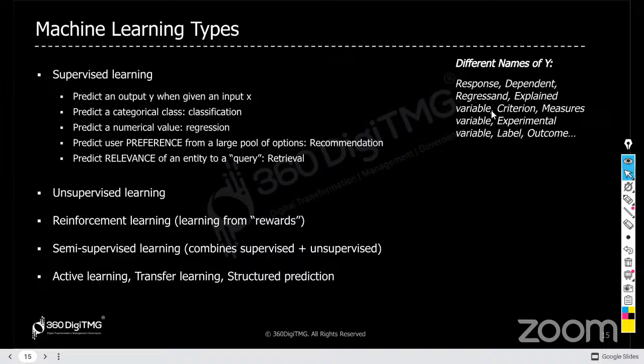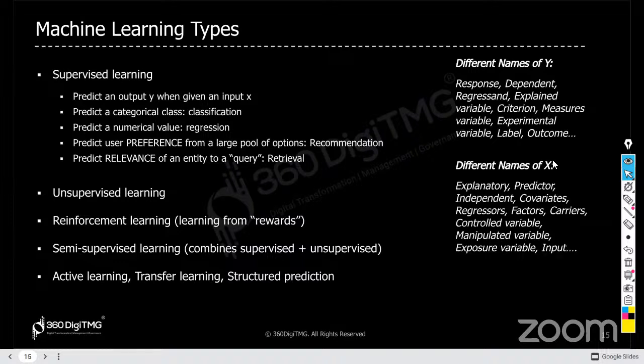So you have to learn the terminologies over here. What are the different names that we give for output variable? That is response or dependent, regressand, explained variable, criterion, measured variable, experimental variable, label, and outcome, and so on. And if you have input variables, those also have different names like explanatory, predictor, independent, covariates, regressors, factors, control variable, exposure variable, input variable, and so on. These terminologies you have to remember.